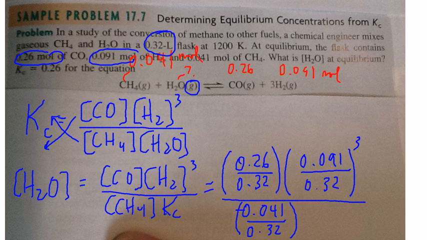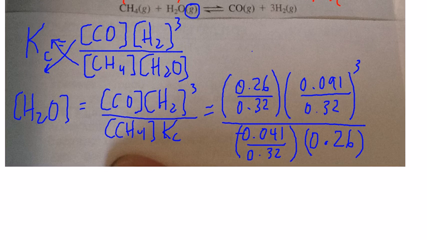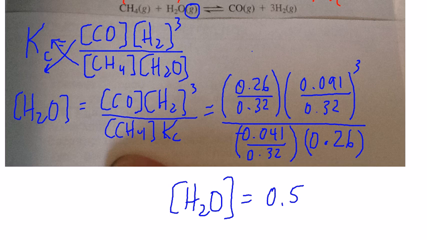And now we're plugging in the Kc value that was given to us in the problem, 0.26. And when we plug that into the calculator, we should get an H2O concentration of 0.56 molar.